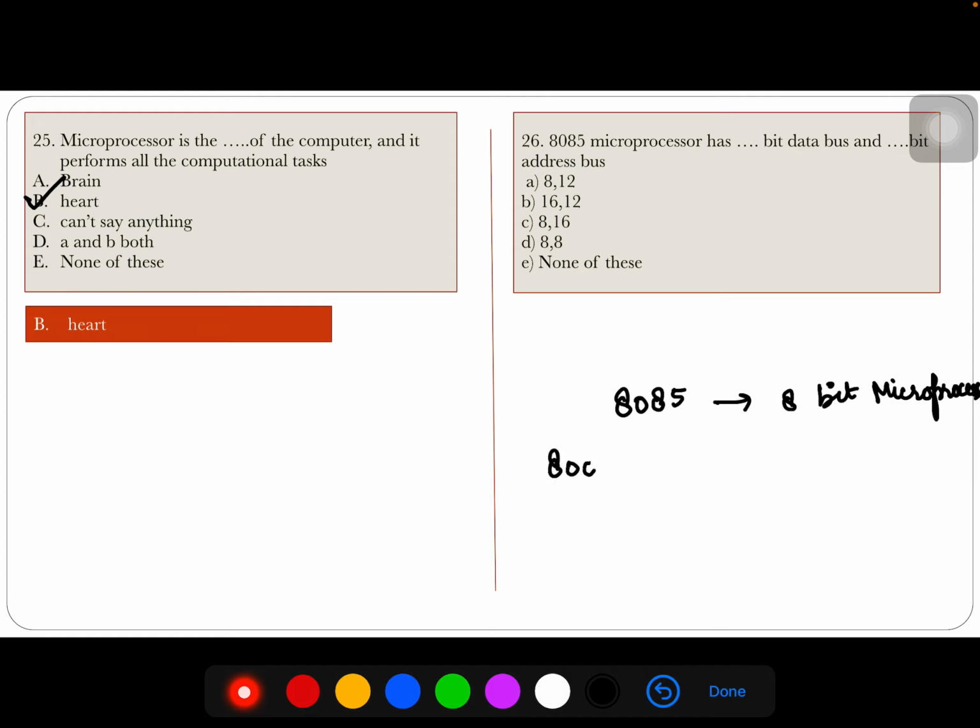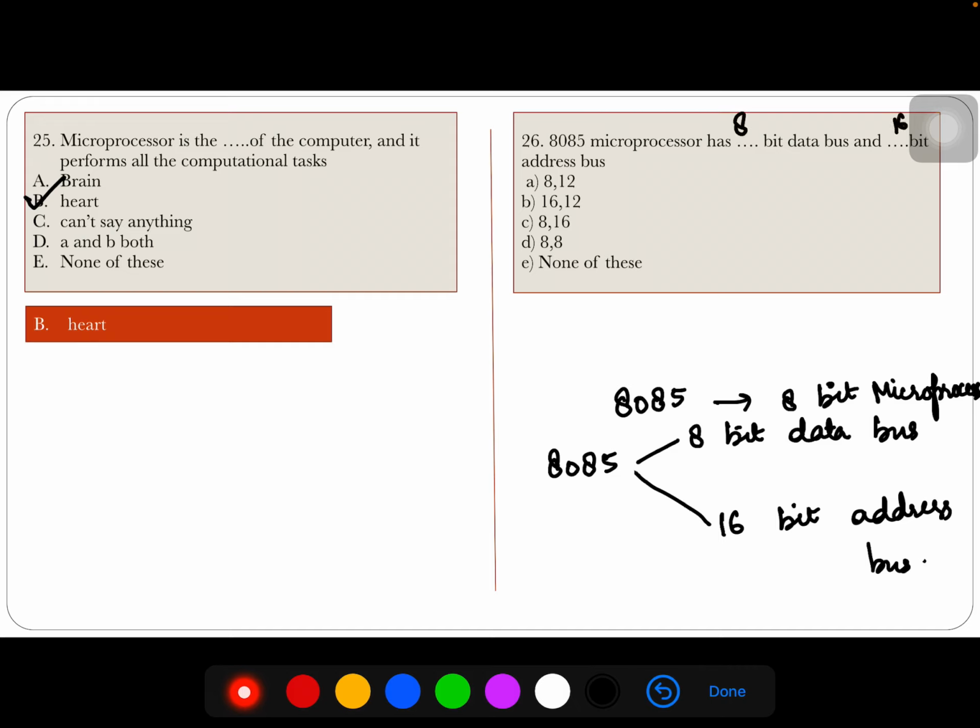So always remember 8085 has an 8-bit data bus, and the address bus, from where the data will be fetched or read, that address will be of 16-bit. So it has a 16-bit address bus. Always remember this for 8085, that it has an 8-bit data bus and a 16-bit address bus. So the correct option is C.